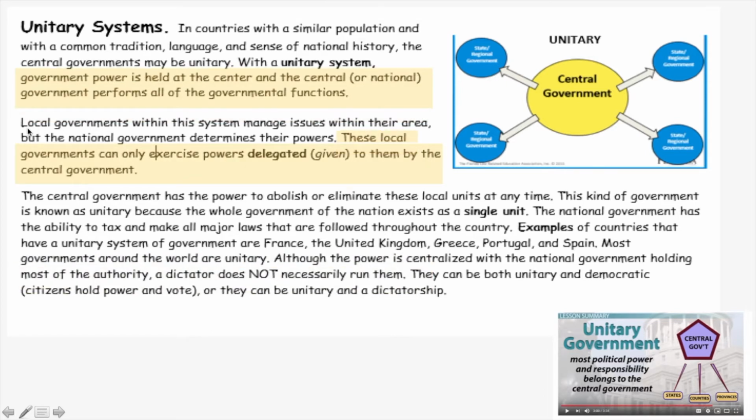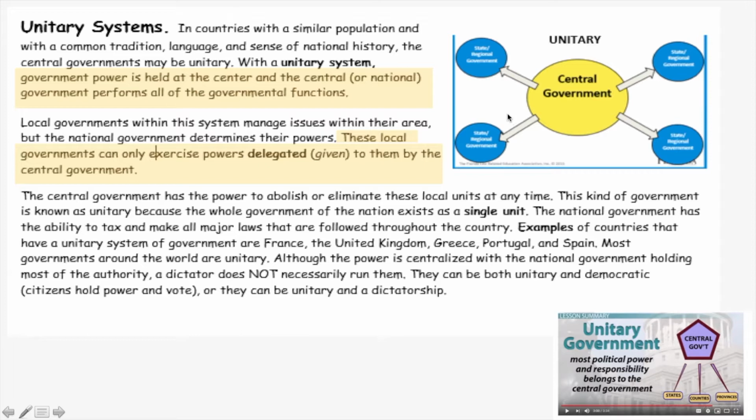All right, let's look at this next paragraph. Paragraph 2. Local governments within this system manage issues within their area, but then the national government determines their power. These local governments can only exercise powers that are delegated or given to them by their central government. So again, the central government gives power, delegates power, distributes power to the states, and they can decide what kind of power that's going to be. The central government has the power to abolish or eliminate these local units at any time.